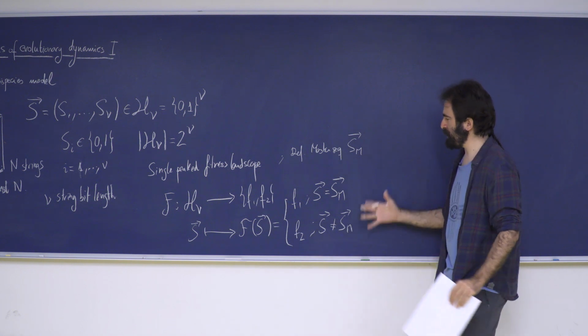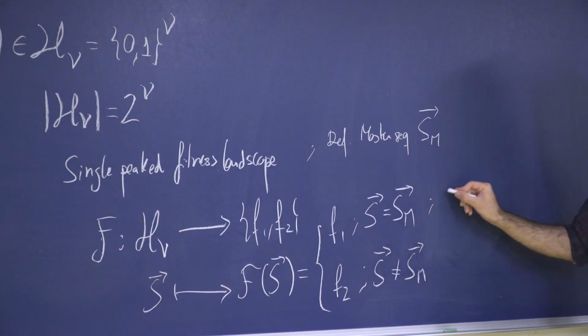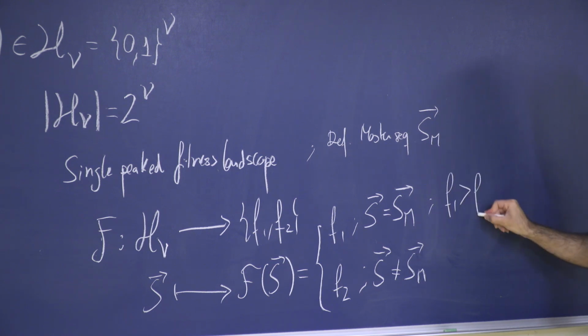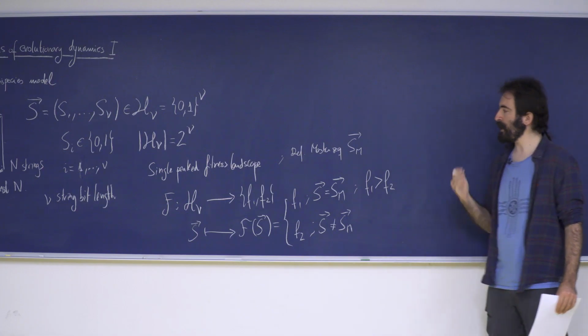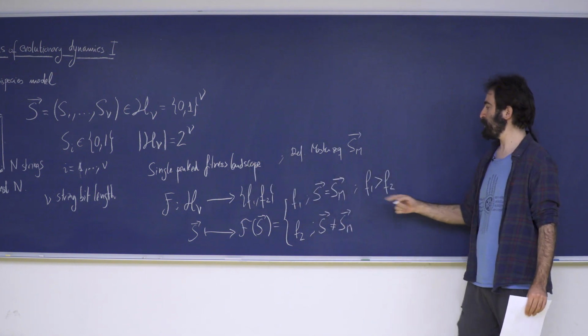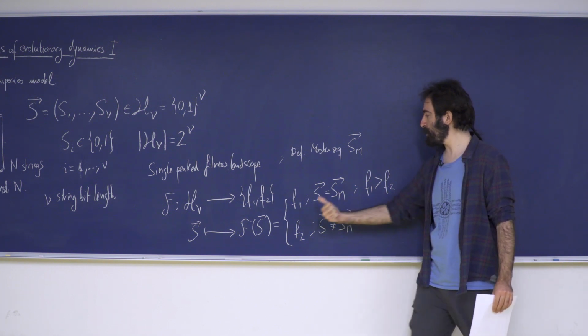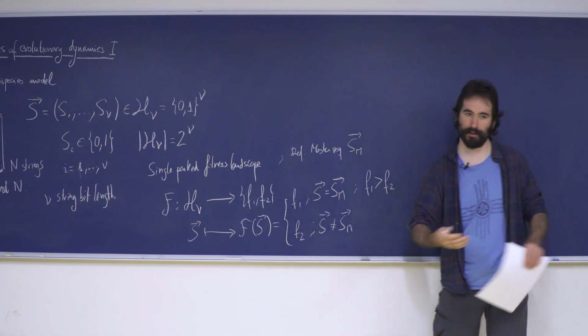There's something else I missed here. Importantly, we will set f1 to be larger than f2. That's the single peak issue with this landscape. In fact, what we are saying here is that there's going to be one string that is more fit than all of the other strings.